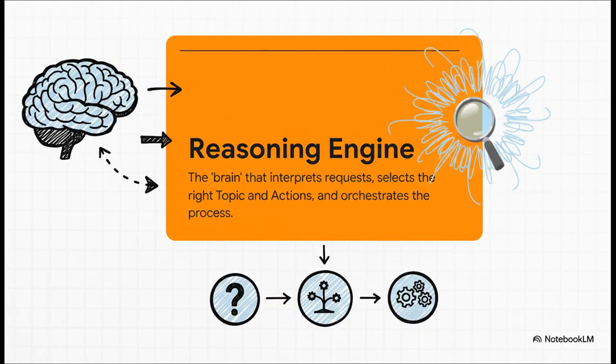And what ties all of this together? That would be the reasoning engine. This thing is the brain of the entire operation. It takes your request, figures out what you're trying to do, picks the perfect topic for the job, and then directs which actions to use and in what order. It's the conductor of the whole orchestra.